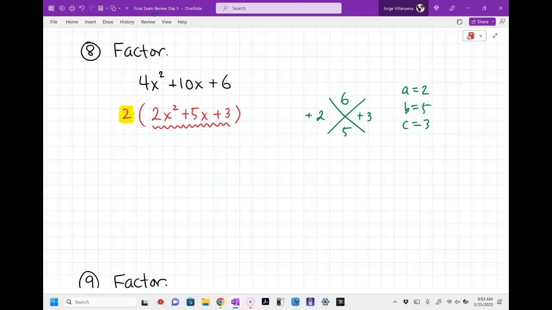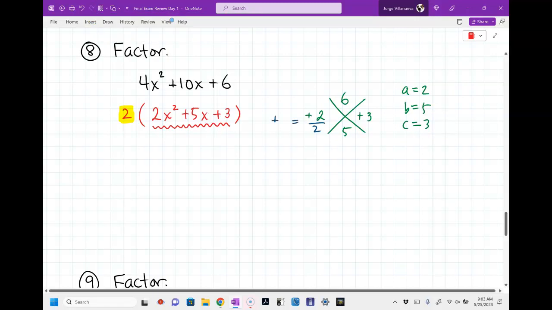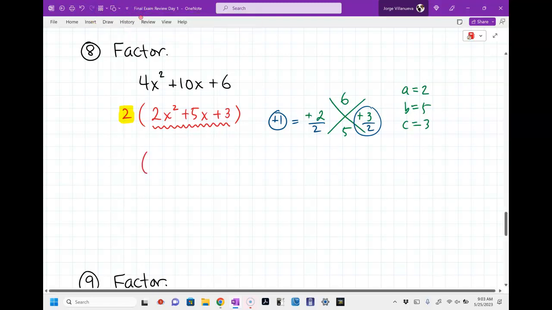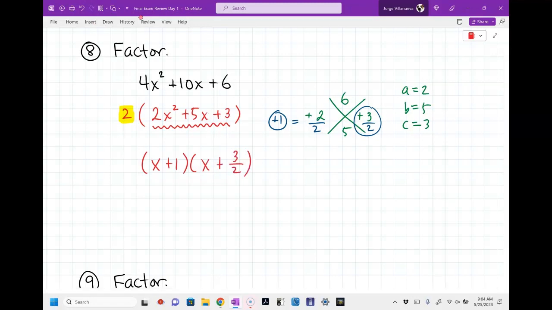Do I have to divide? Well, my A term is a 2, so I got to divide. So let's divide. That becomes a positive 1, which is good. This stays a 3/2, so I'm just going to leave it like that. So I know my factors. I'm going to write x plus 1, x plus 3/2, and don't forget that 2. All I got to do is fix that 3/2 and I'm done. So 2 times x plus 1 times 2x plus 3, and that's it. Factored.